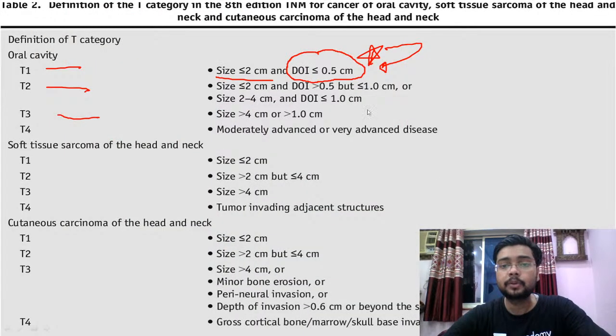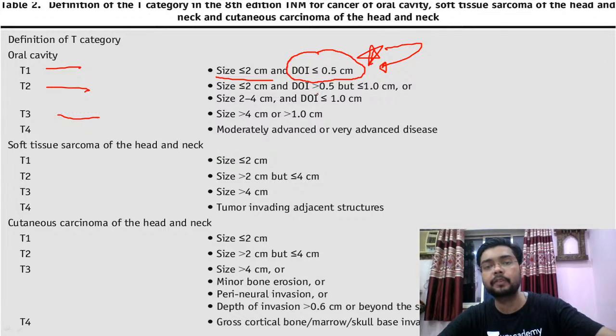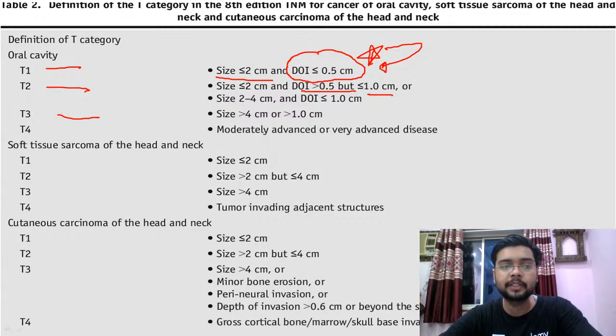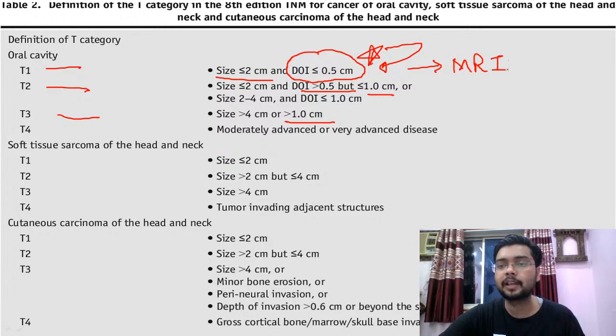But now you also need to know the depth of invasion of the tumor. Like they have mentioned indurated, they must have mentioned the depth of invasion. So in T1, any tumor which has a depth of invasion of less than or equal to 0.5 centimeter. In T2, greater than 0.5 centimeter but less than 1 centimeter. In T3, it will be more than 1 centimeter. So it is very easy, but you need to know this 0.5, 1 centimeter depth of invasion, and this can be made clear by doing a contrast enhanced MRI.